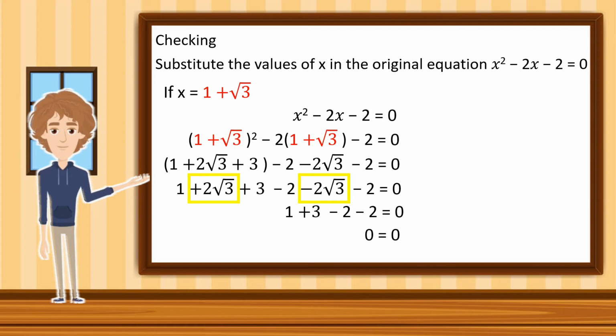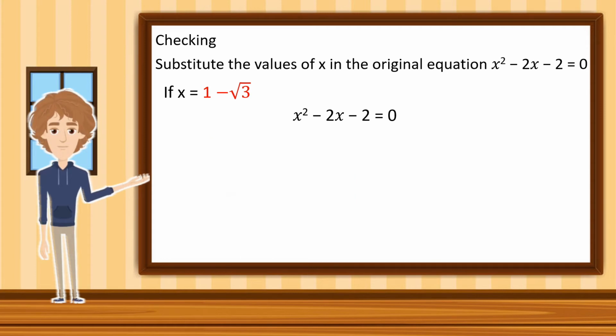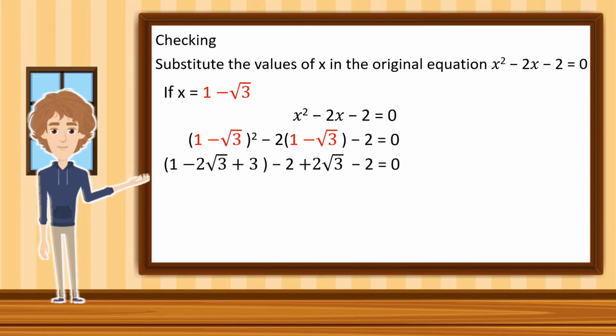How about the other root? X is equal to 1 minus square root of 3. Let us substitute. So 1 minus square root of 3 quantity squared minus 2 multiplied by 1 minus square root of 3 minus 2 is equal to 0. So 1 minus 2 square root of 3 plus 3 minus 2 plus 2 square root of 3 minus 2 is equal to 0.